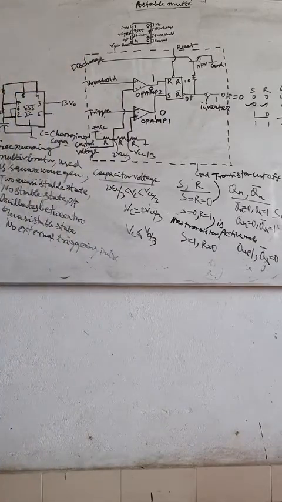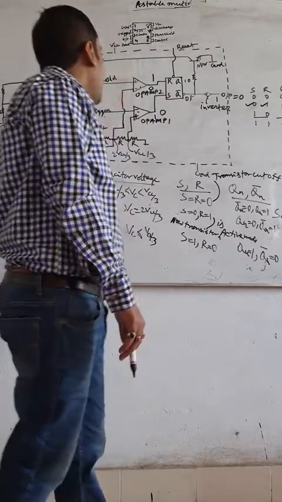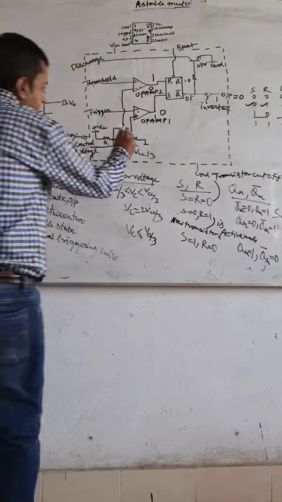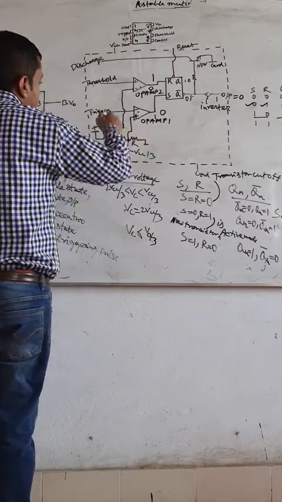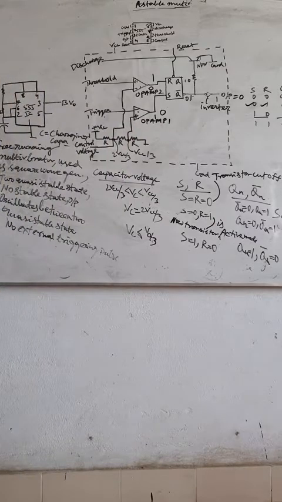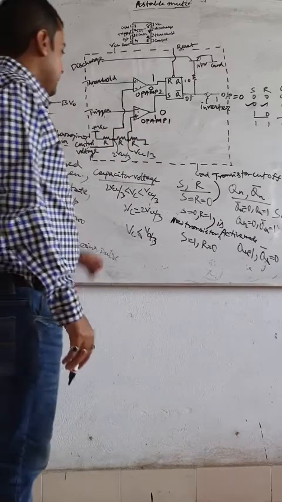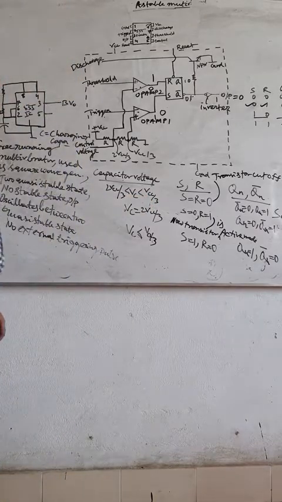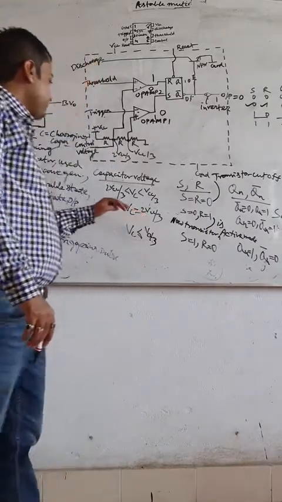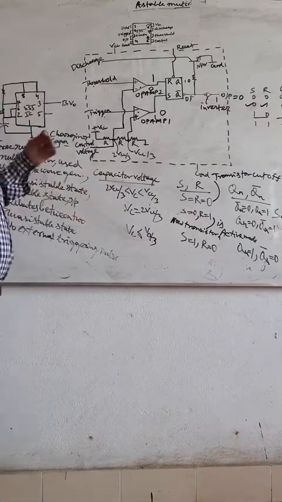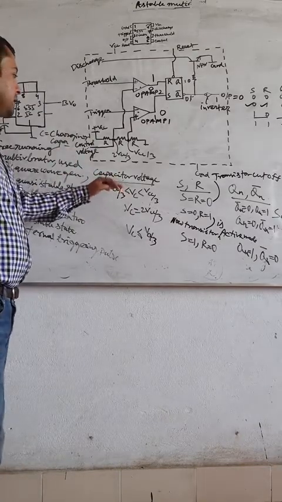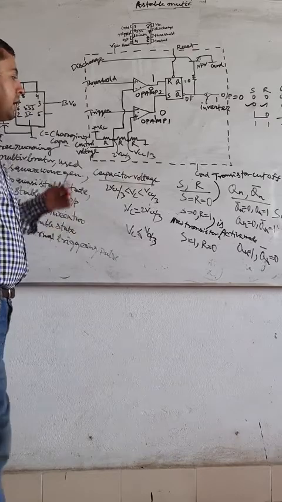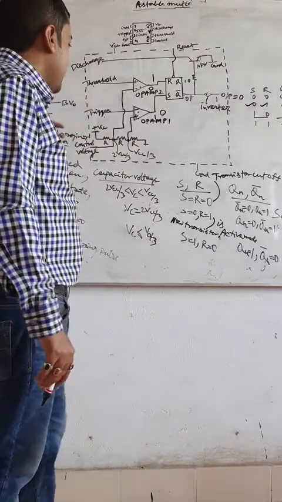Now, in the third phase, when the capacitor voltage becomes lesser than or equal to Vcc by 3, either below Vcc by 3 or equal to Vcc by 3, that means the capacitor is discharging. In the second cycle, the capacitor is discharging. In the first cycle, when the capacitor voltage is in between 2 Vcc by 3 and Vcc by 3, the capacitor starts charging through the resistances R1 and R2.